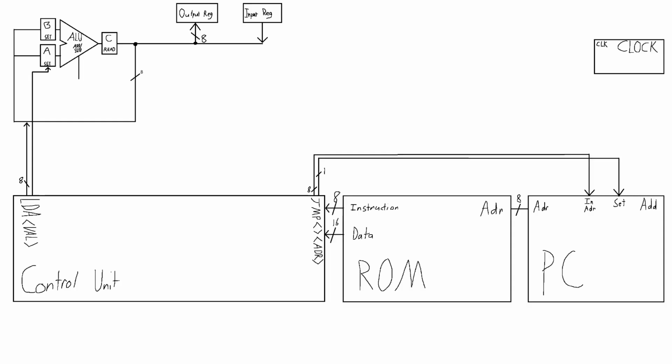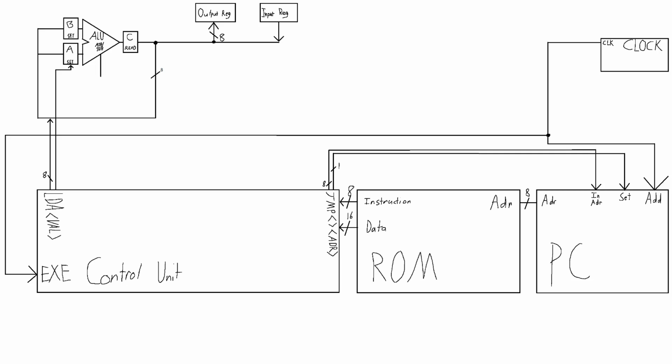Eighth, create the clock. The clock is what the control unit, program counter, and ROM run on. A clock signal works like this. First, add 1 to the program counter to get the next instruction. Second, execute the command currently in the control unit. In another tutorial where we add the RAM module, I'll show how the clock can have a couple other functions.